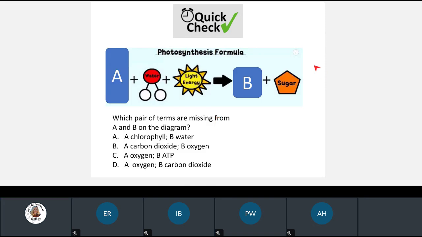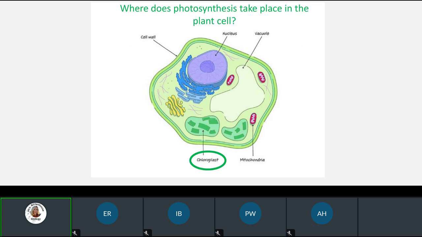Great job. Let's move down here and let's take a peek. So where does photosynthesis take place in the cell? And we talked about that at the beginning of class. You are right. The chloroplast is where photosynthesis takes place inside of the plant cell. All right.